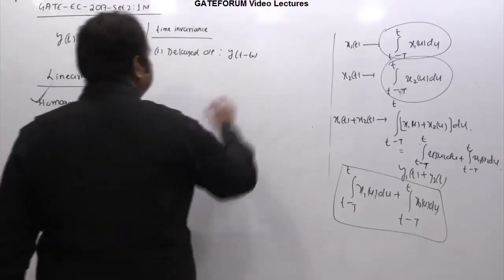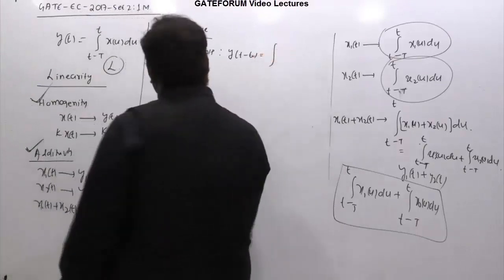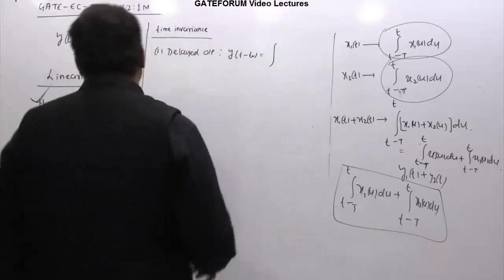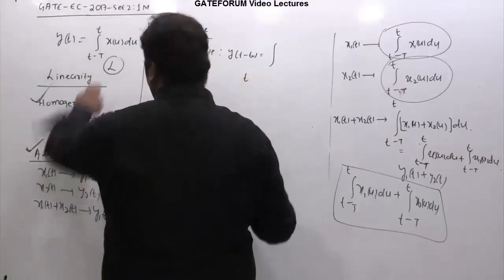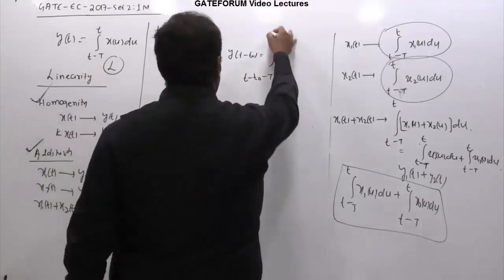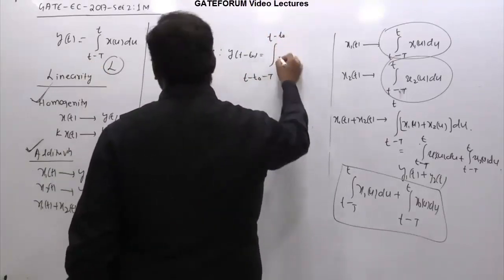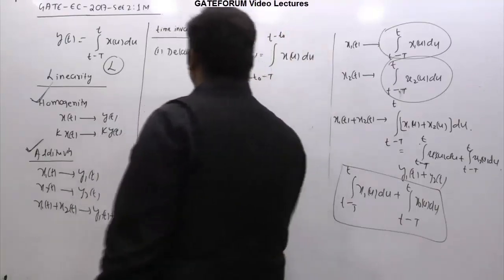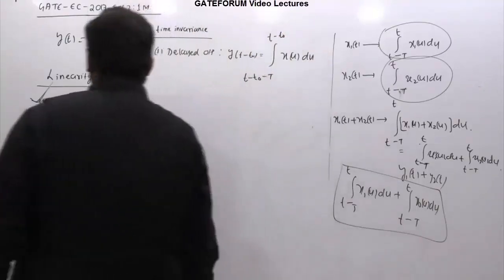So this is what y(t) is. If I ask you what y(t minus t0) is, wherever t is there, you replace it by t minus t0. So wherever t is there, I am replacing this t by t minus t0. So this becomes the integral from t minus t0 minus T to t minus t0 of x(u) du. So this is the delayed output.